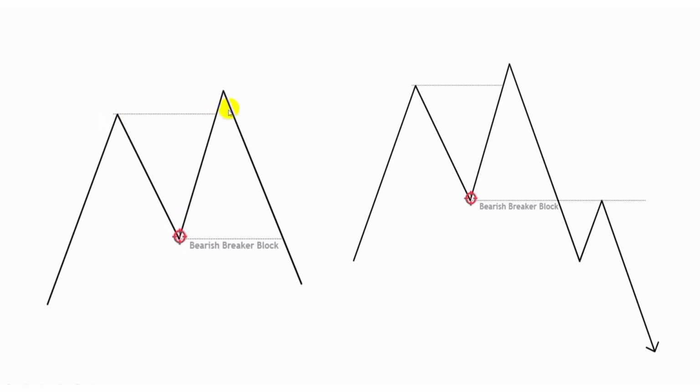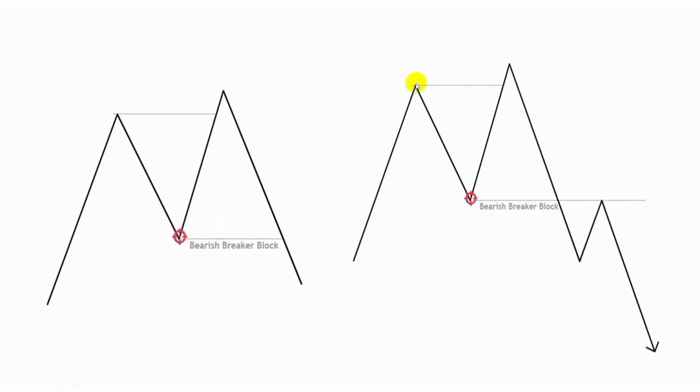Then we can see that price will fall to the downside and then price will break through the swing low points, leading to a market structure shift. So we're dealing now with the bearish breakout block. The bearish breakout block is actually a violated bullish order block.